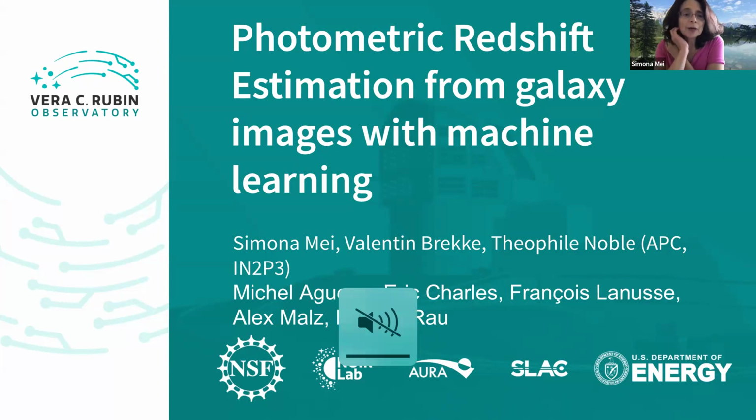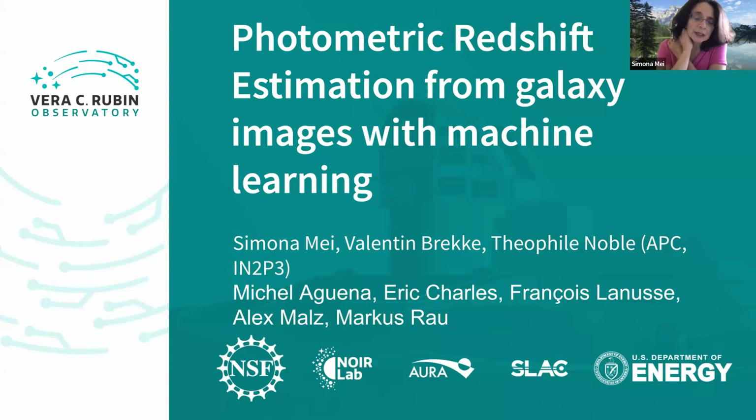I'm going to speak about the other network that's been installed in RAIL for estimating photometric redshift on galaxy images. The work was mainly performed by Valentin Breck and Théophile Noble, who were two engineering interns at our university, the University of Paris-Cité, and I am at DPC and 2P3. With the contribution of the people listed here, so Michel, Eric, Francois, Alex, and Marcus.